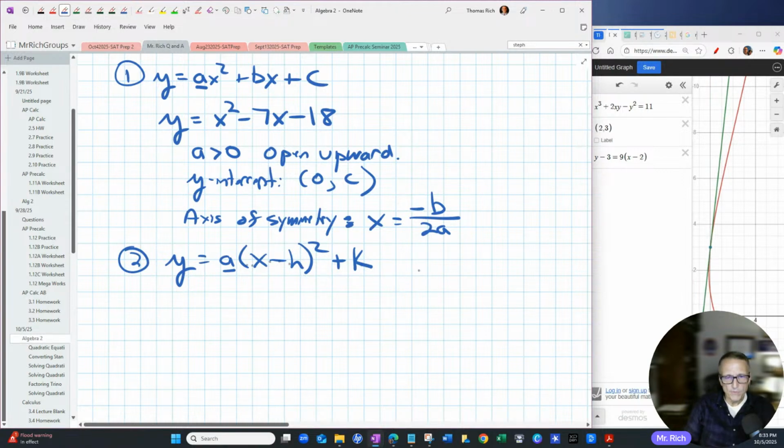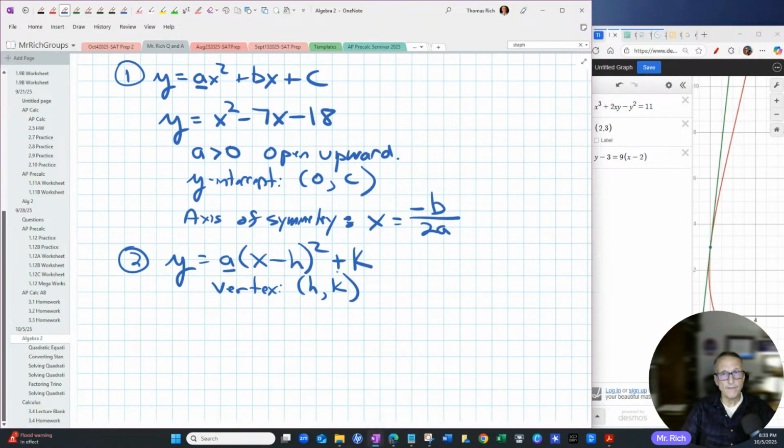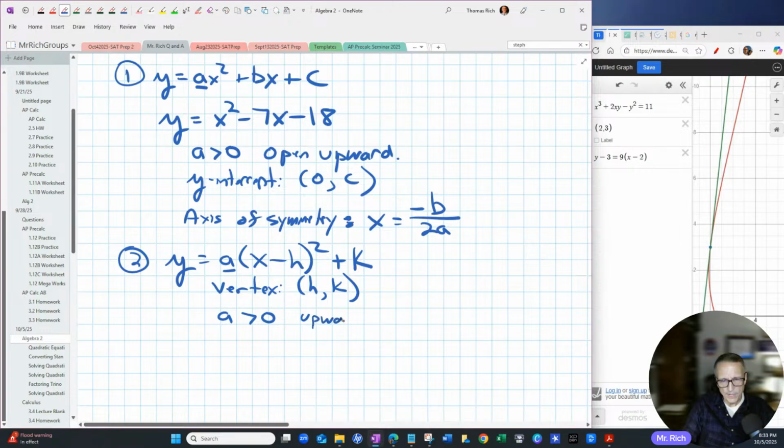Now, what do these represent? Well, when the equation is written in vertex form, h comma k is going to be the coordinates of the vertex of the parabola. That's going to be the minimum or the maximum value. And of course, a being positive means it's going to be opening upward. If it's negative, it would be opening downward. But that is primarily what we know when the equation is written in vertex form.